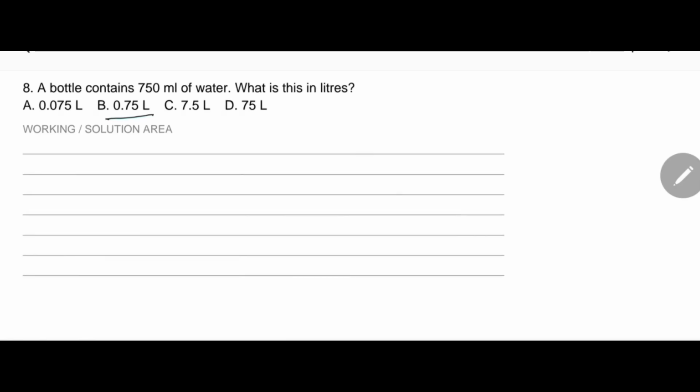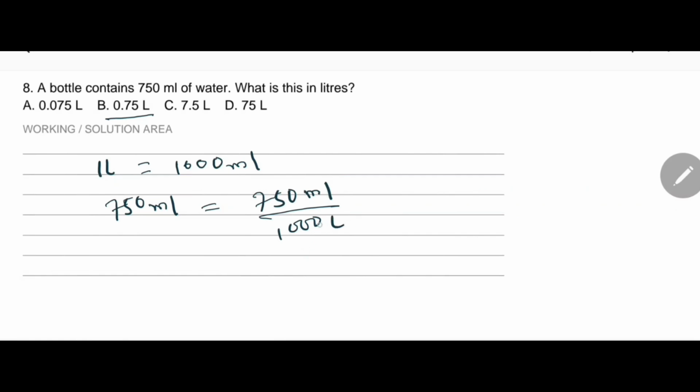0.75 liters. Let's see why it is B. We understand that 1 liter is equal to 1000 milliliters. Do you understand? So if we have been given 750 milliliters, and you want to convert it into liters, you divide 750 milliliters over 1000 to be able to get the liters.